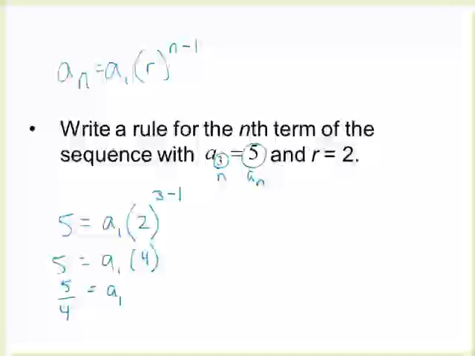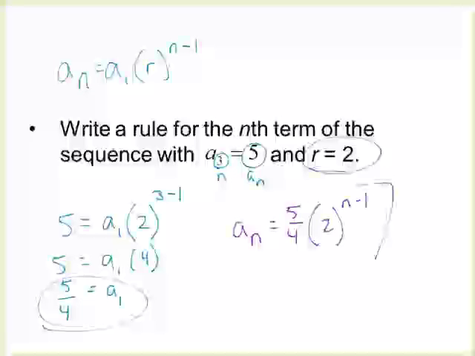So adding one step onto the beginning of the previous problem, we have to find our a sub 1 by plugging in 5 as a term and 3 as n because it's the third term that we were given. We then use a sub 1 and r to write our rule like the last problem. 5/4 times 2 to the n minus 1.